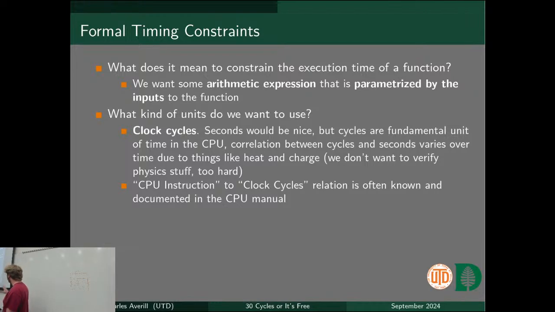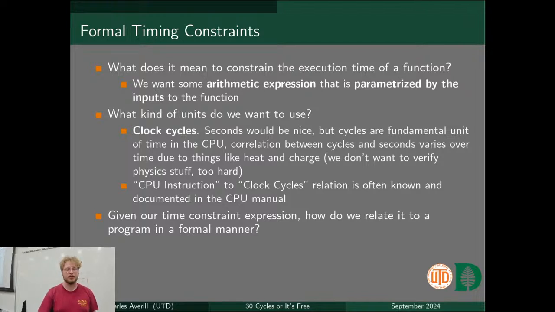And if you want to do seconds, you can just run experiments to do a rough correlation between clock cycles and seconds. And then the other bonus is that there's a relationship between a certain CPU instruction and how many clock cycles it takes, and it's usually pretty well known, and it's often even documented in the CPU manual. So that's perfect. That's exactly what we want.